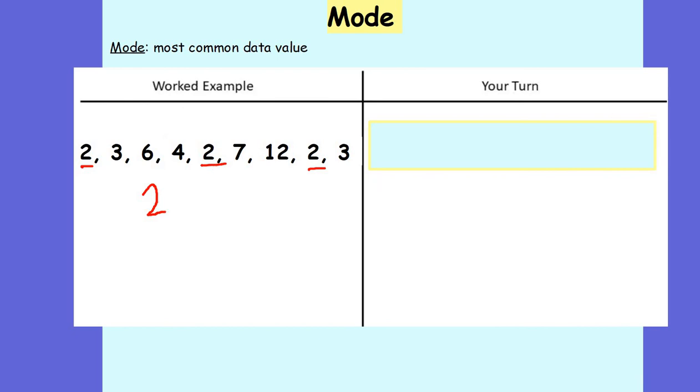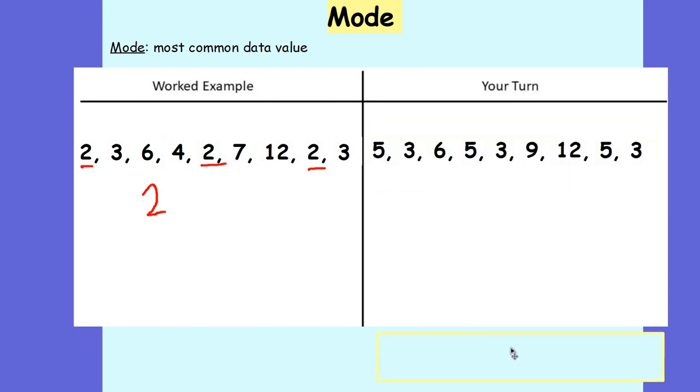Over to you guys, in your dark blue books, here's your list of data values. What's the modal data value of these for me? Pause the video for a minute and work it out. Okay, let's go through it. So there are 1, 2, 3 lots of 3. So 3 is one of the modes, but there are also 3 lots of 5. So there are actually 2 modes for this group of data points. There's 3 and there's 5.